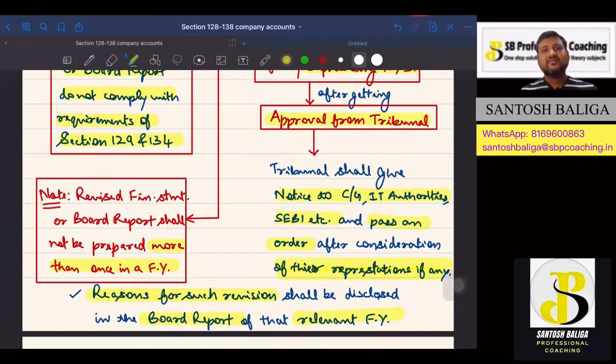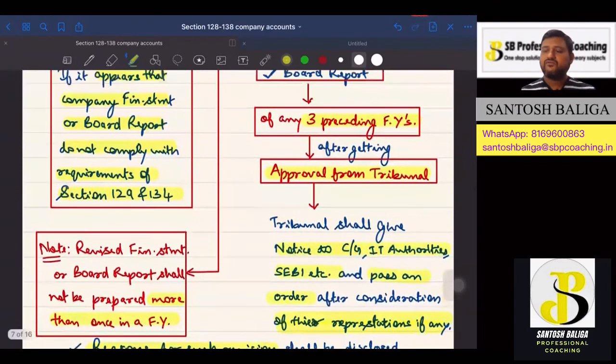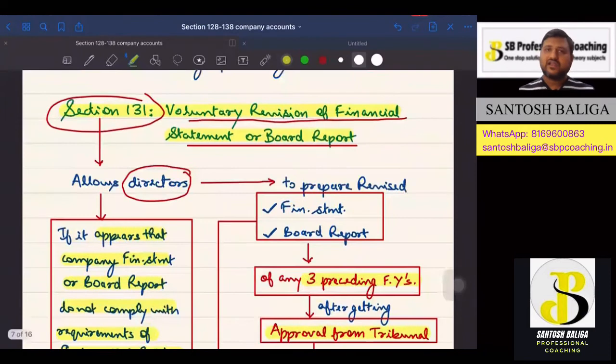If it is granted, then the revision of the financial statement or board report can be made only once in a financial year, and only for the financial statement or board report pertaining to the preceding 3 financial years from the current financial year. And finally, the reasons for the revision shall also be disclosed in the relevant financial year's board report. I hope section 131, a very simple section, is absolutely clear to all of you.